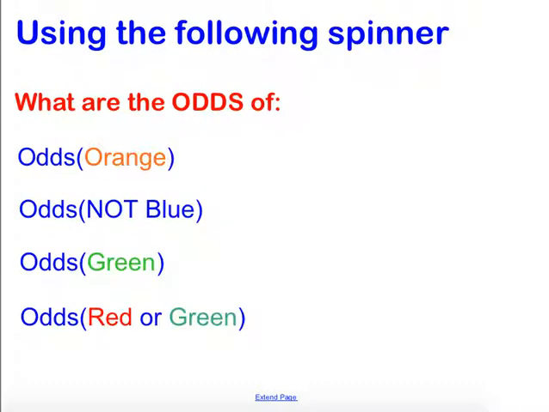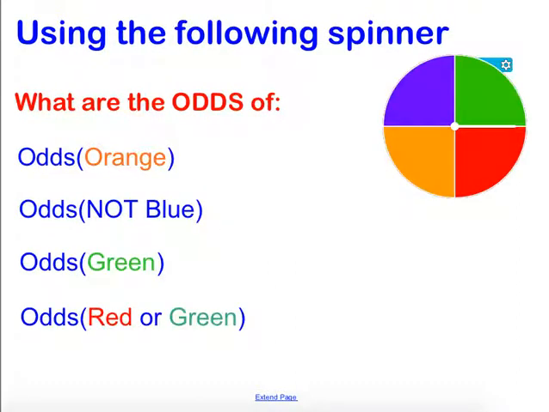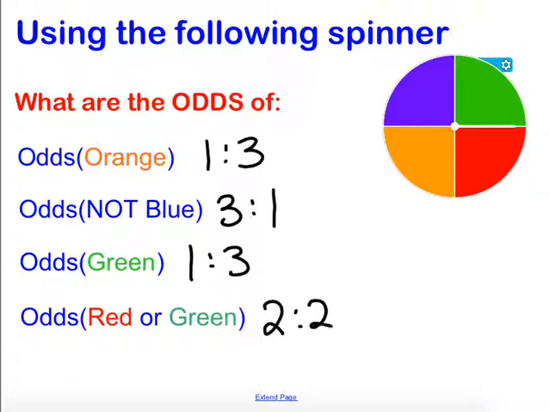Okay, so with this spinner, the odds of getting an orange are 1 to 3. The odds of getting not blue, well, I don't want blue, so that means 3 of them are good, but 1 of them is bad. Odds of getting a green is 1 to 3. And red or green, that means 2 of them are good, 2 of them are bad, so I have a 1 to 1 ratio. The odds are 1 to 1.